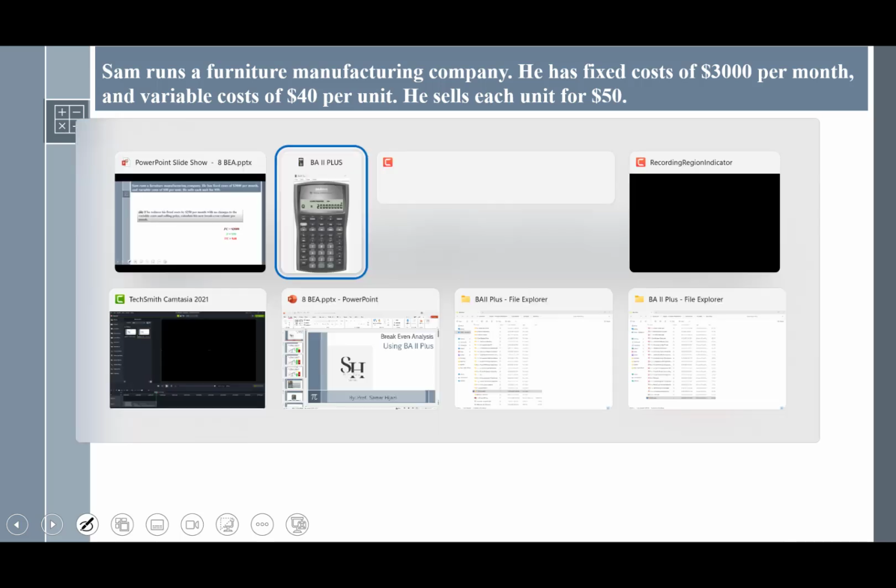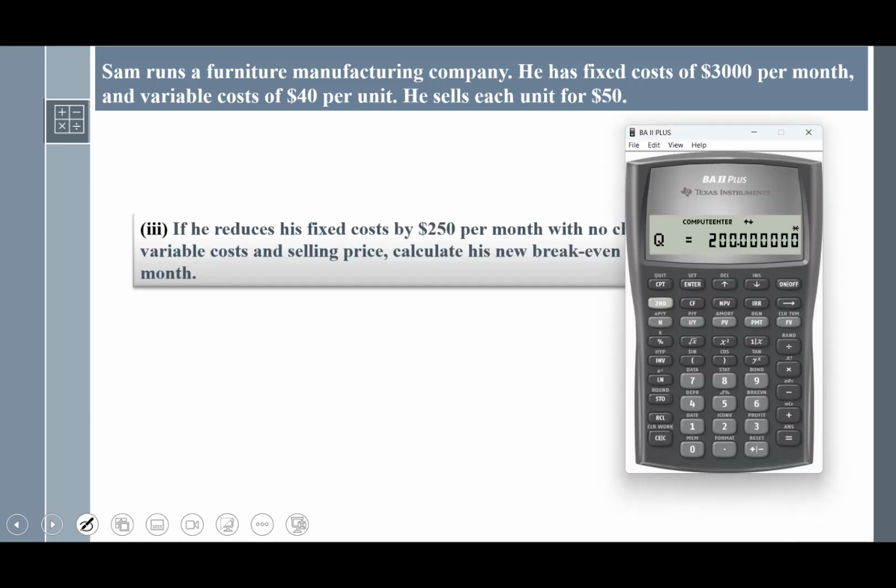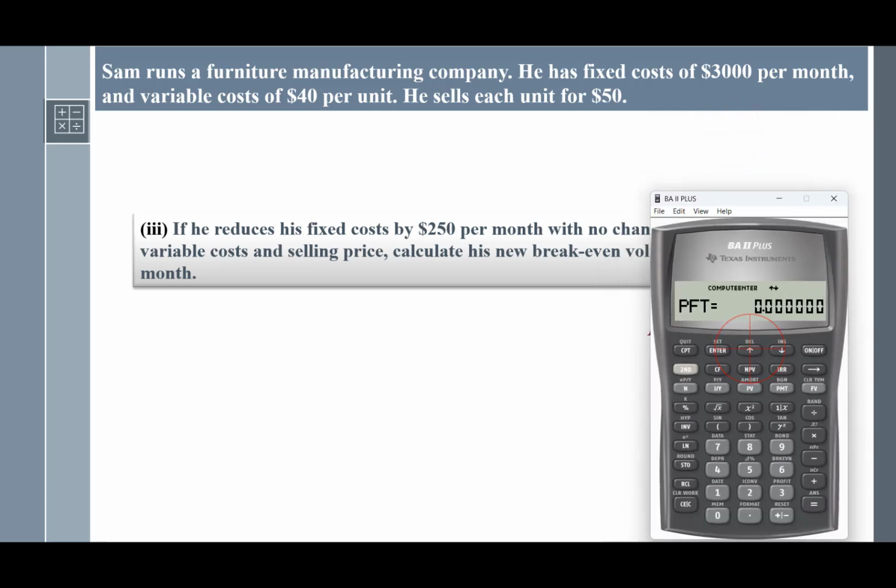So we're going to go back to the calculator, and they said no change, which means forget about part one. Let's bring it back to $50. All we have to do is change the fixed cost. Instead of 3,000, he reduced it by 250. So now it's 2,750. That's all what I have to change. Fixed variable cost is still $40 per unit. The price still $50 per unit. What's the new?